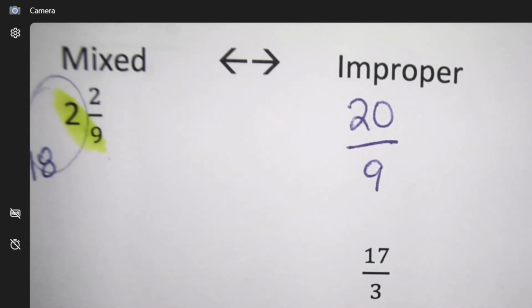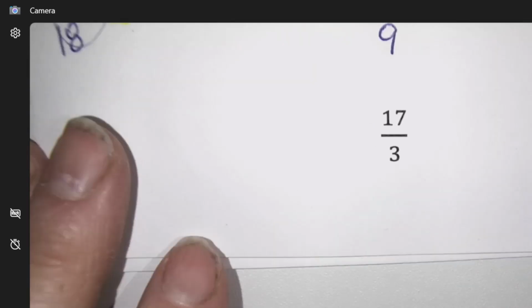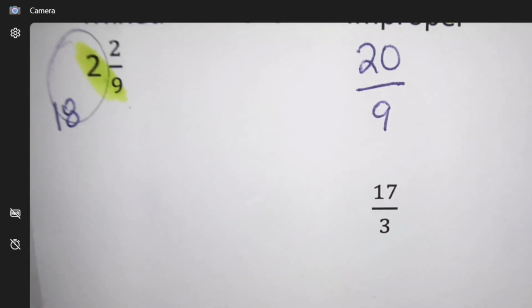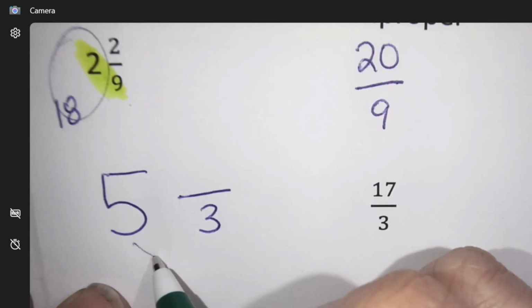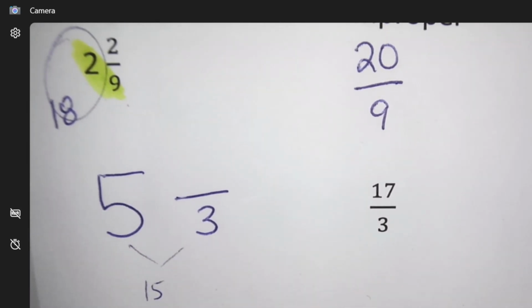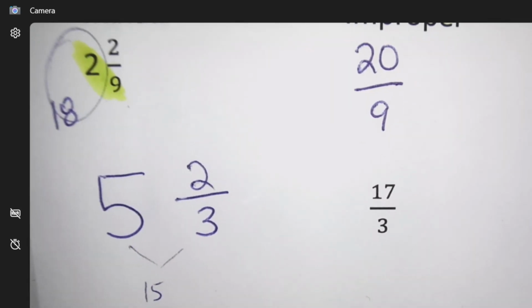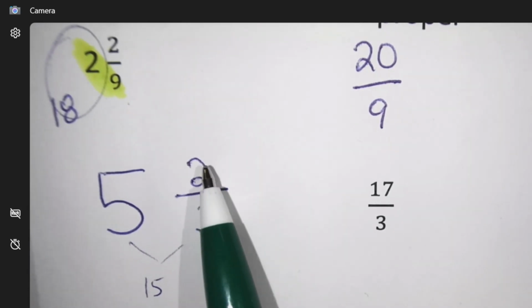Okay, here's my question. How many full times can you fit a 3 into a 17? 5. So now, think about your pies. They are cut into 3s, thirds. So if you have 5 pies with 3 pieces each, how many pieces are you up to? You're up to 15. And then how many extras on the partial pie? 2. So this would be 15, 16, 17.